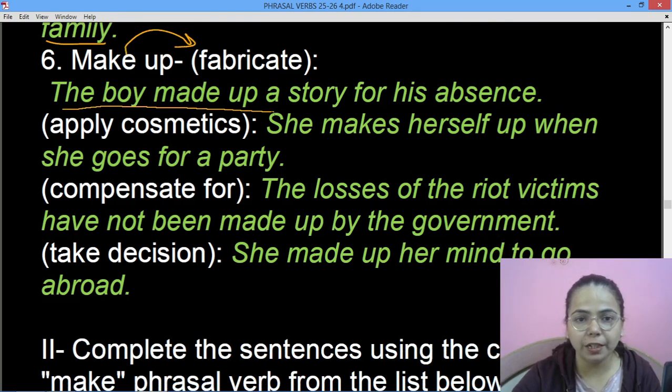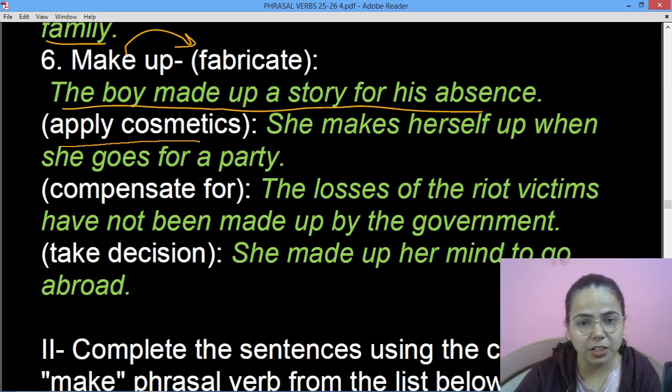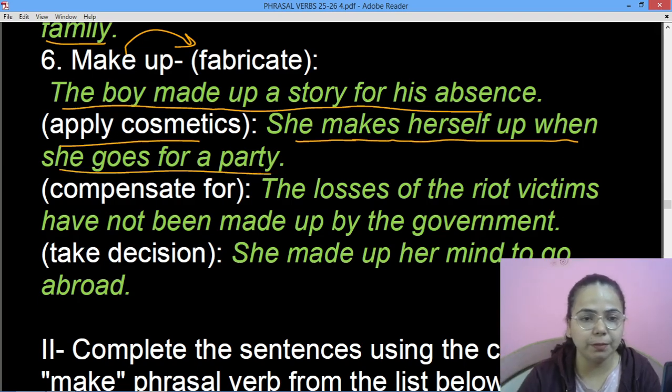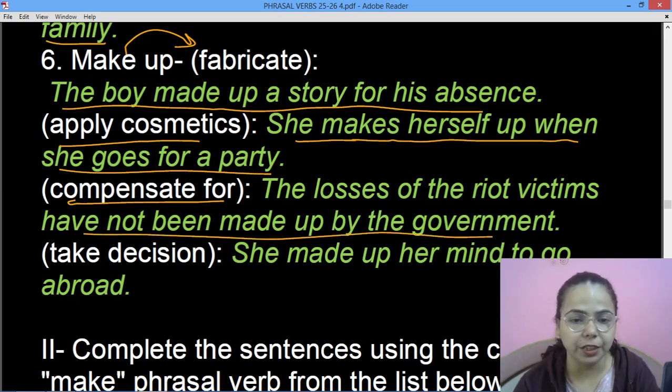The boy made up a story, means जब आप कोई स्टोरी कुक करते हो तो दैट इज़ नोन एज मेड अप. Apply cosmetics. She makes herself up when she goes for a party. तो वो जो जनरल मेकअप होता है उसकी बात हो रही है. Then compensate for. The losses of the riot victims have not been made up by the government, means अभी तक वो compensate नहीं हुए हैं.